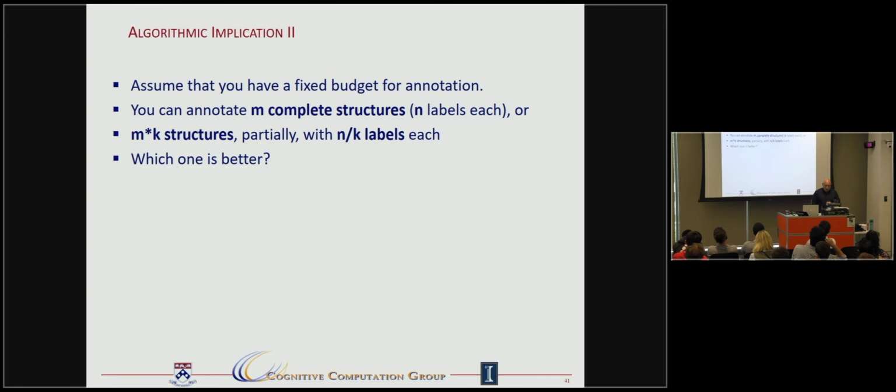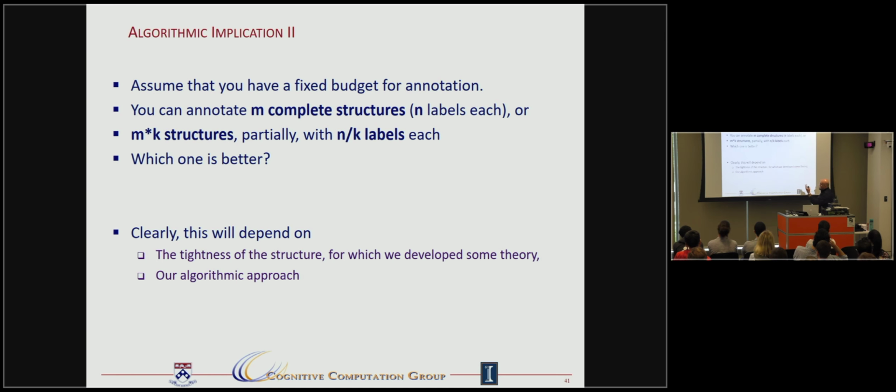Here's the second one that I think is interesting. Let's assume that you have a fixed budget for annotation, your crowdsourcing mechanism or anything else, or maybe an abstract notion of fixed budget. You can either annotate M complete structures, N labels each, or you can annotate M times K structures partially, N over K labels each. Which one is better? Again, the tools that we've developed allow us to address this question. And clearly, we know now that it's going to depend on the tightness of the structure. This is what we just discussed before, and of course the algorithmic approach that we're going to use.